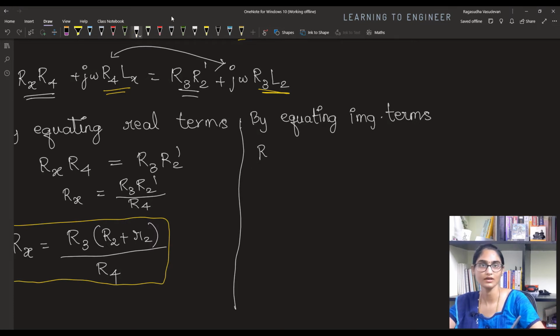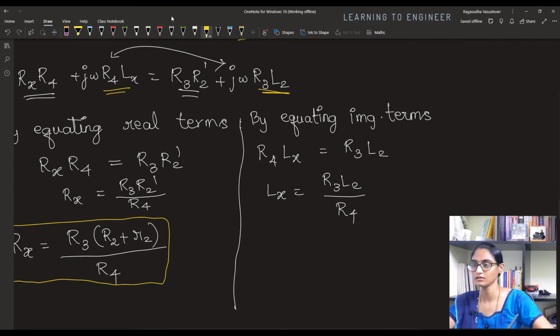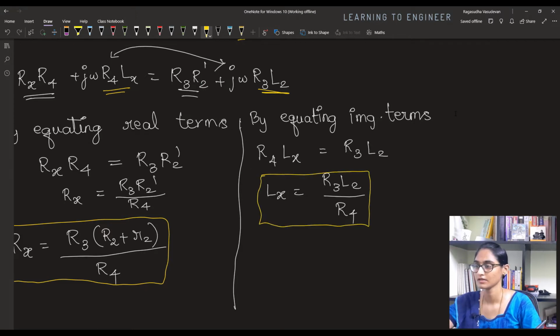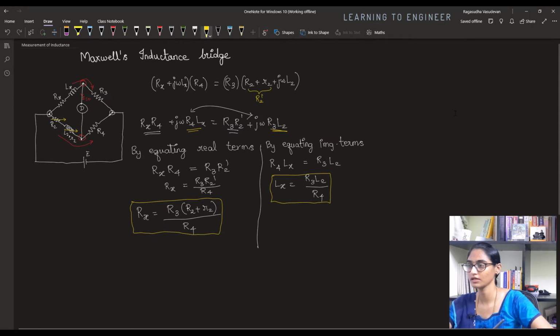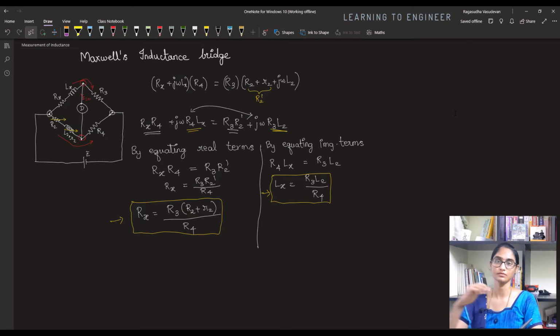So by equating imaginary terms, we will be getting R4 into Lx to be the same as R3 into L2. We have to find out the value of Lx. So let's isolate Lx and then we will be getting R3 into L2 divided by R4. So this is the value of the unknown inductance. This bridge is pretty simple. So now by using Maxwell's inductance bridge, we have found out the values of the resistance and the inductance by using this bridge.